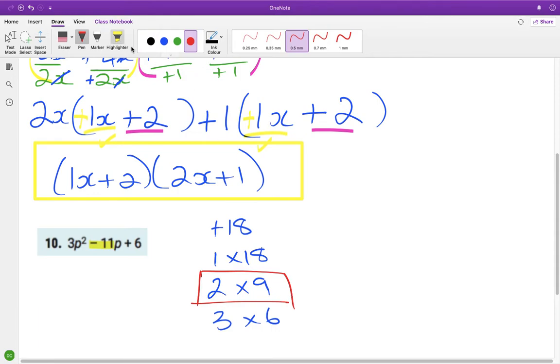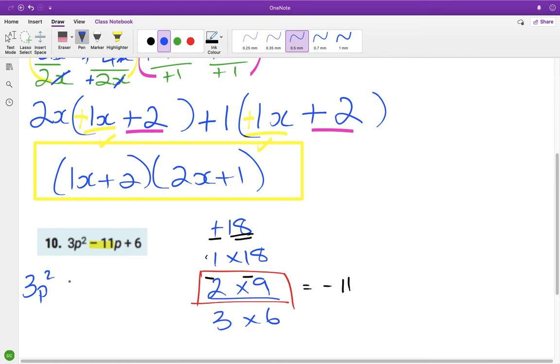Now, I need to get minus 11 using these numbers. So the only way I'm going to get that is to put a minus on both. Minus 2 minus 9 equals minus 11. And then if you multiply minus 2 by minus 9, the signs are the same, so you'll get a plus, and 2 by 9 is 18. Okay, so it works.